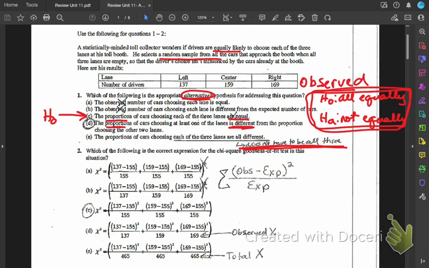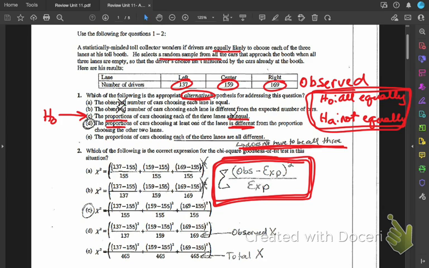Number 2, this is the same situation. Which of the following is the correct expression for the chi-squared goodness of fit test in this situation? So chi-squared is the observed minus the expected squared divided by the expected. So in this particular situation, we had a total number of cars that were being observed. We had 137, 159 plus 169, and so that total is 465. When I divide 465 by 3, I get 155. So I should have expected 155 in each of these lanes.